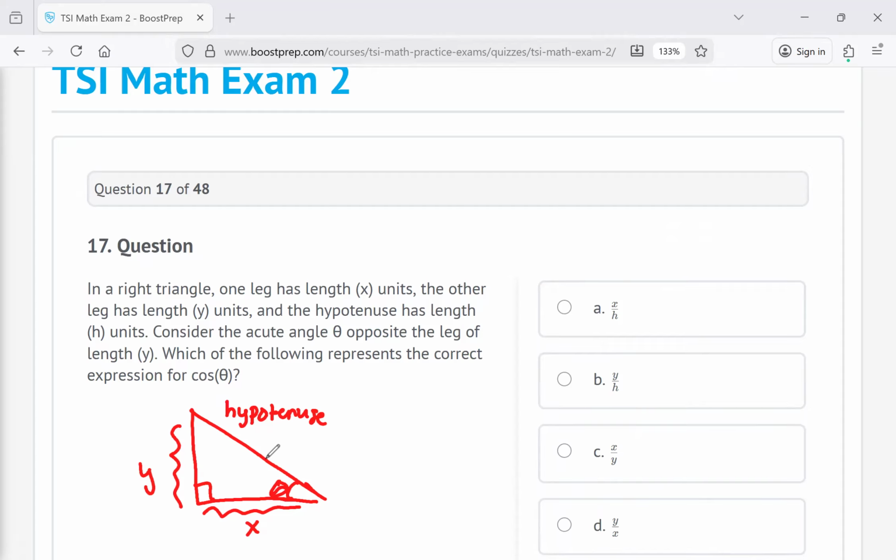No, actually, it's not there. It would be right here. I remember I did this one, and when I put theta here, it was wrong. So theta is going to be the opposite leg of y. So that would mean it's right here.